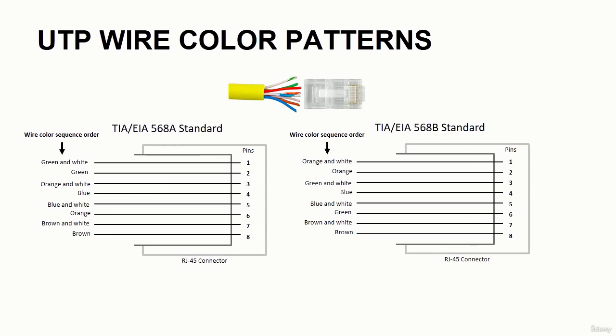The color coding of the individual wires is important. There are 2 standards that define the color order or sequence of the wires when they're installed in an RJ45 connector. These are the TIA/EIA 568A and 568B standards. The color sequences start with pin 1 and go through pin 8. Take a few minutes to review the color sequence order of both standards. If we wire both ends of a cable to the same standard, we create a straight-through cable. If we wire one end of the cable with the 568A standard and the other end with the 568B standard, we create a crossover cable.